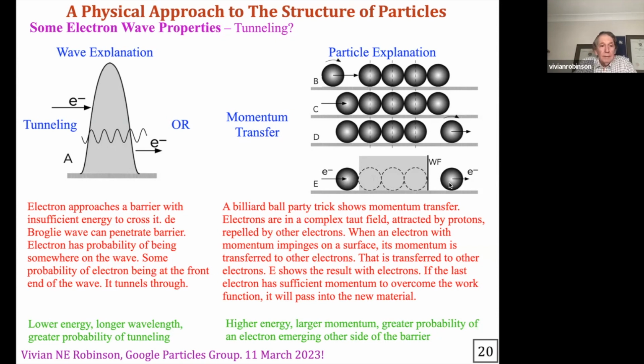Now, I suggest that there is a way of distinguishing between the two: lower energy electrons have longer wavelength and therefore greater probability of tunneling, and higher energy electrons have larger momentum, and that would give them greater probability of an electron emerging out the other end. I don't think that's a very difficult experiment to try.